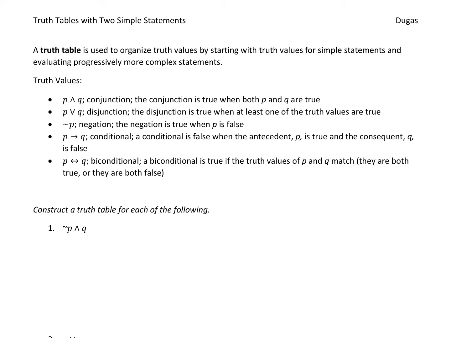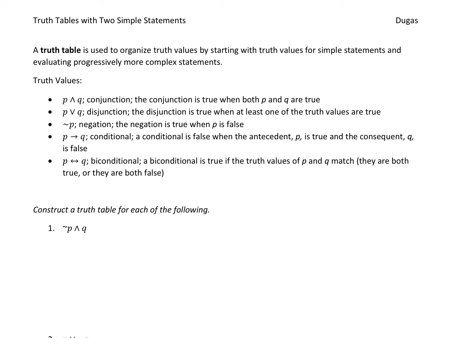The conditional statement, if P then Q, is easier to think about when it's false. This conditional statement is false when the antecedent P is true and the consequent is false. So if P is true and Q is false, then the total conditional statement is false. Otherwise, the conditional statement is true.